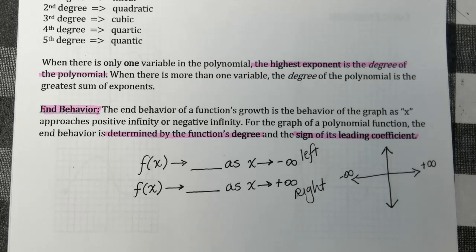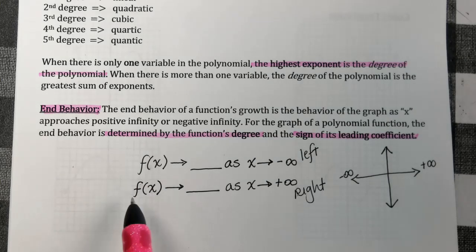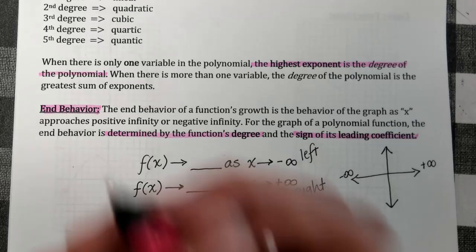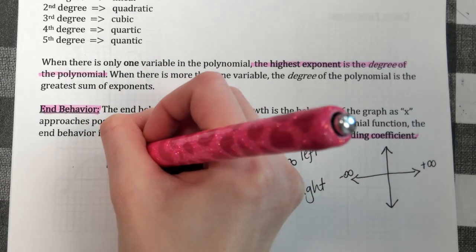Now, in end behavior, you're only looking at the two ends of your graph. I'm not looking at what happens in the middle. Okay, so I'm looking on the left and the right. Where is it on the left? Where is it on the right? Okay, now f of x is the same as what? Y. Okay, f of x is the same as y.